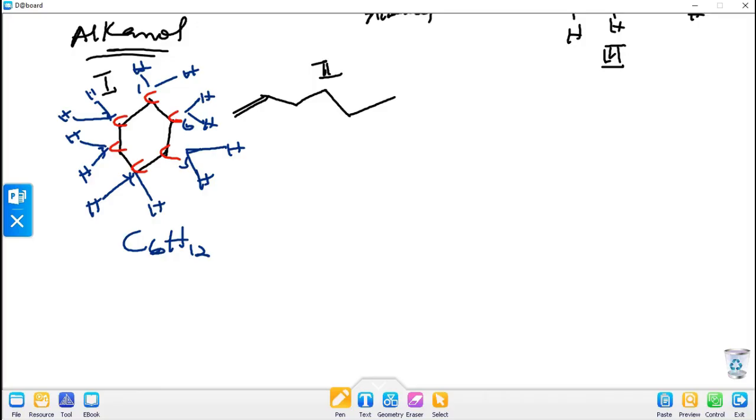Now let's look at compound 2. Compound 2 has carbon at each of those places, so we also have 6 carbon atoms. Now since there are 6 carbon atoms there, how many hydrogens will each of these 6 carbon atoms have? Let us take a look at it.